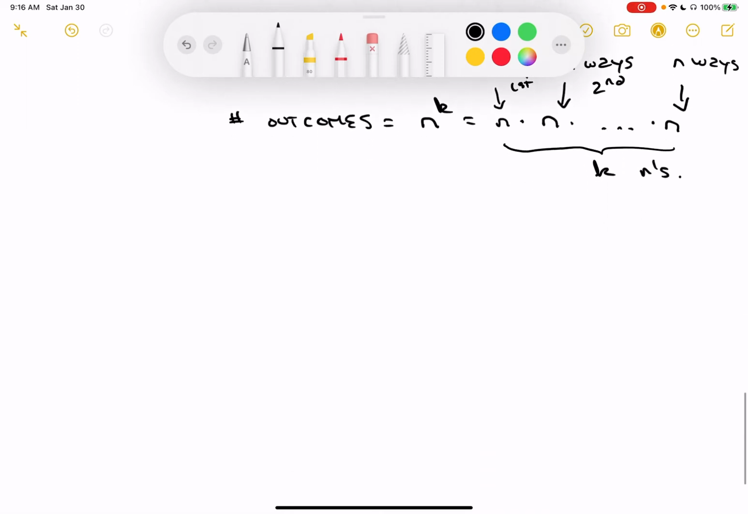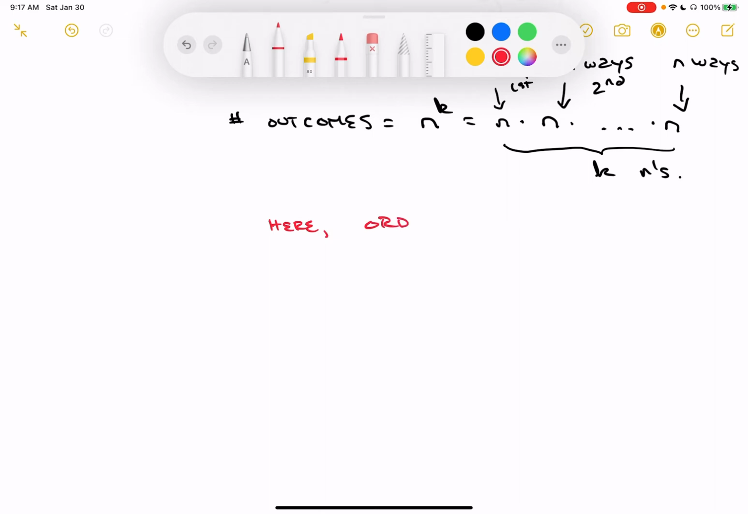Notice here that these numbers can get pretty big pretty quick, which is why these counting methods are so important for us to be able to get a hold of. You wouldn't want to count the number of outcomes manually if n was 1,000 and k was 3. You'd have 1,000 raised to the third. That's a gargantuan number. But if you know the rule of product, or this sampling with replacement variant of the rule of product, you can get the number of outcomes very quickly and with not too much effort.